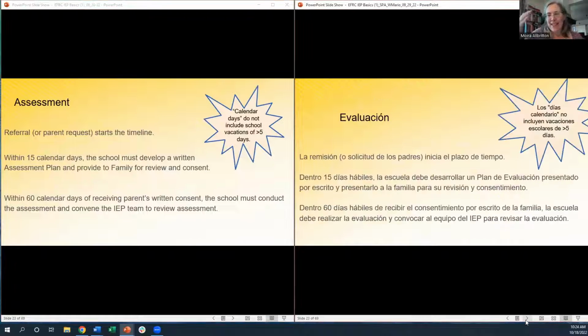So I want to talk about that timeline. Like I said before, from the day that the school receives a request, whether it's coming from you or the school study team, they have 15 days to develop a written assessment plan. The regional center, California Early Start pathway is defined in education code, so that doesn't quite play by the same rules. Generally speaking, they're going to give you an assessment plan. It should be reasonably detailed for you to understand what areas are being looked at.